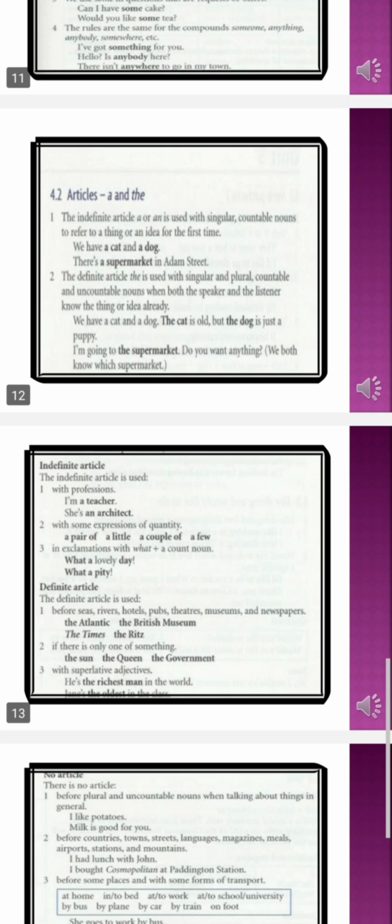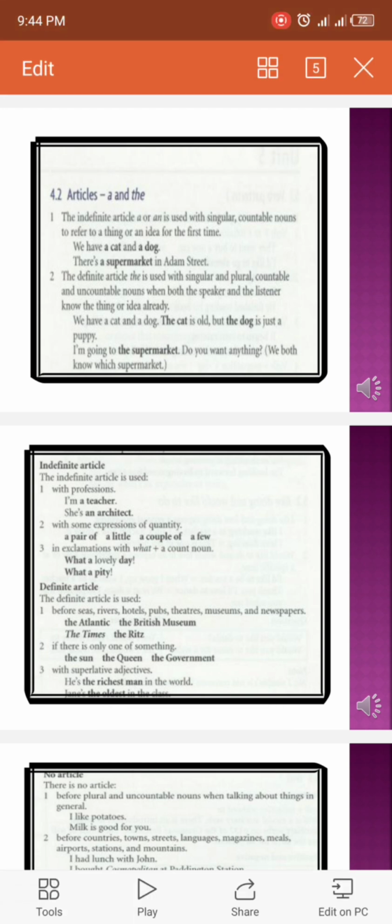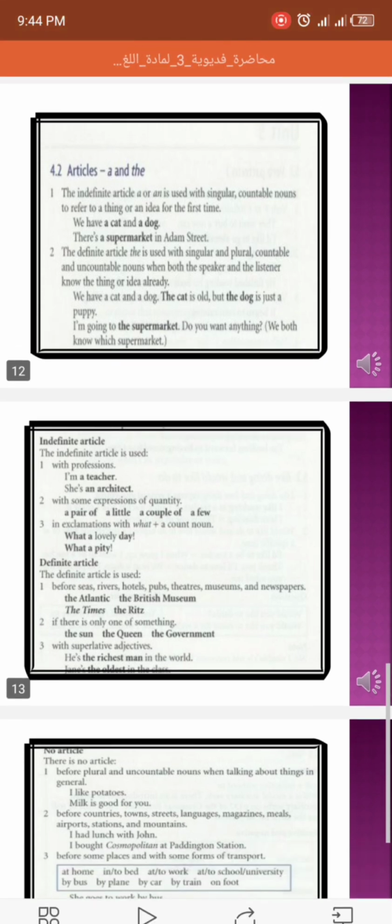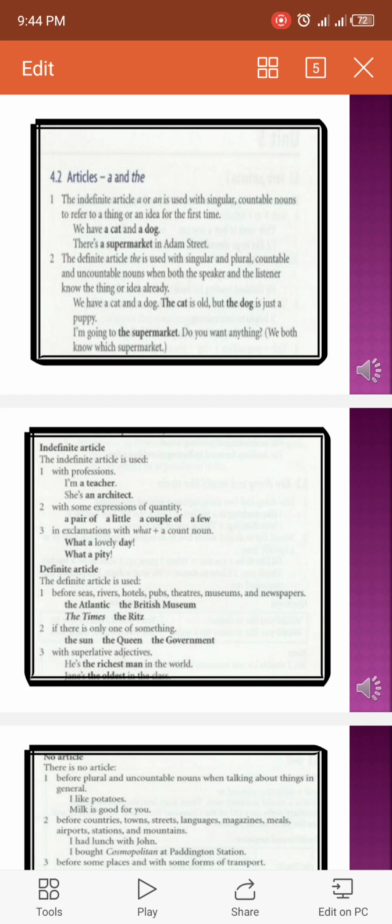Articles. Number 1, the indefinite article a or an is used with singular, countable nouns to refer to a thing or an idea for the first time. For example, we have a cat and a dog. There is a supermarket in Adam Street.